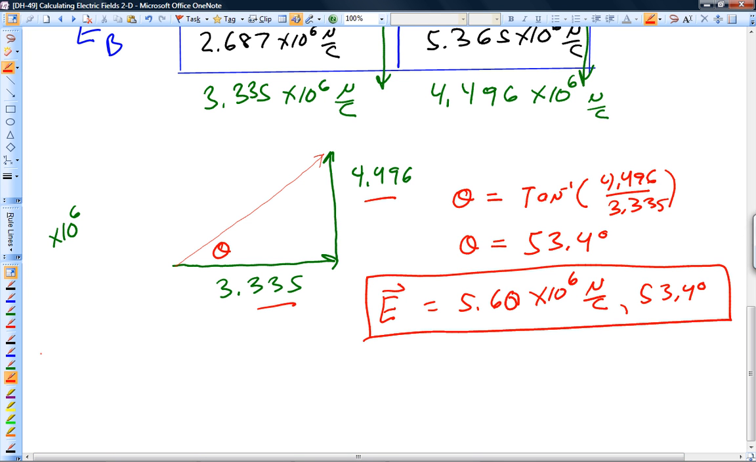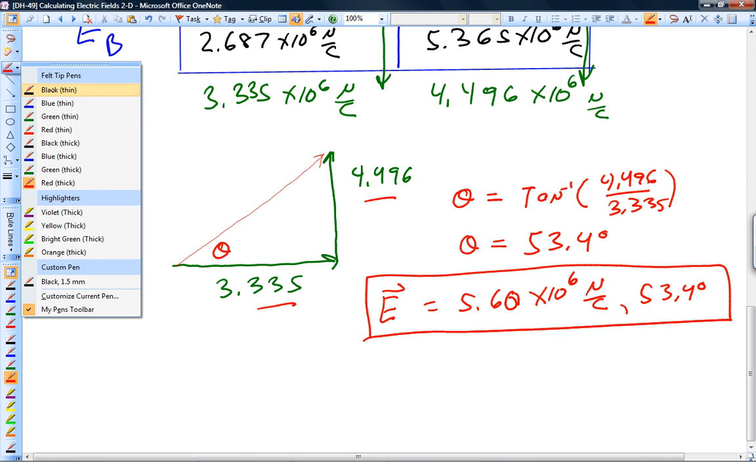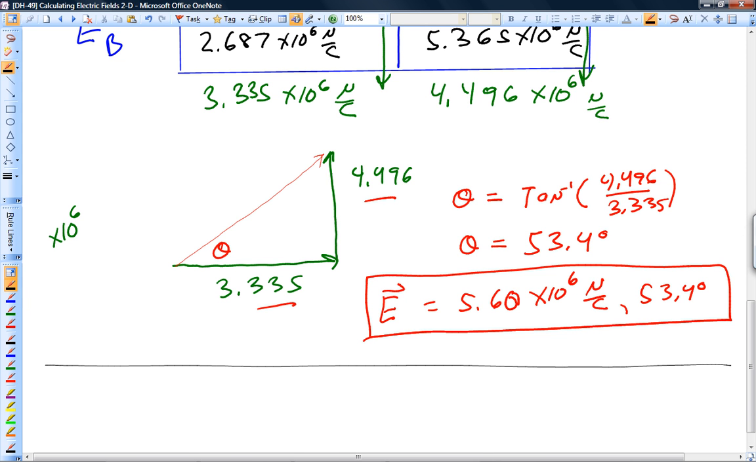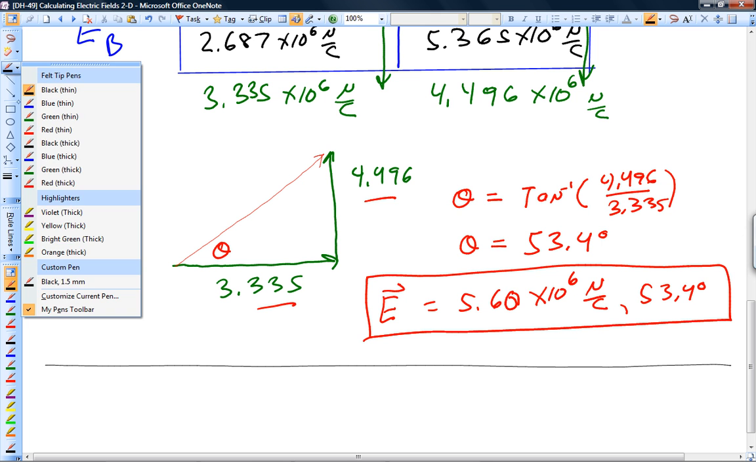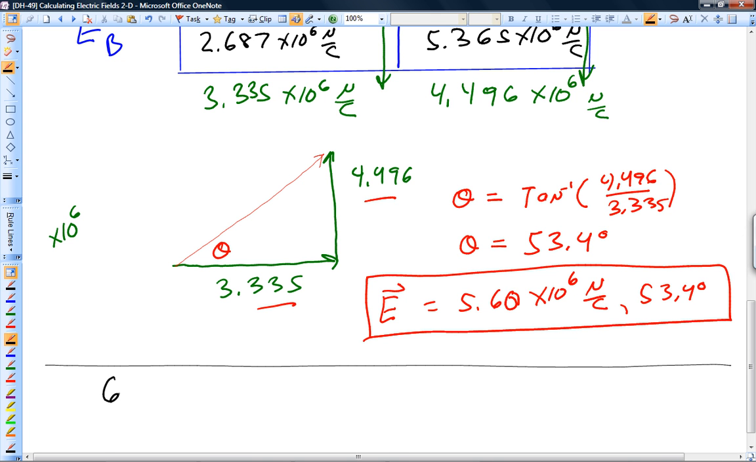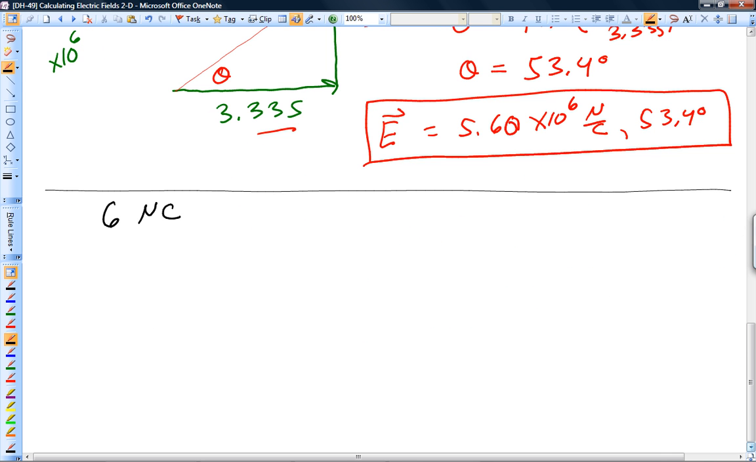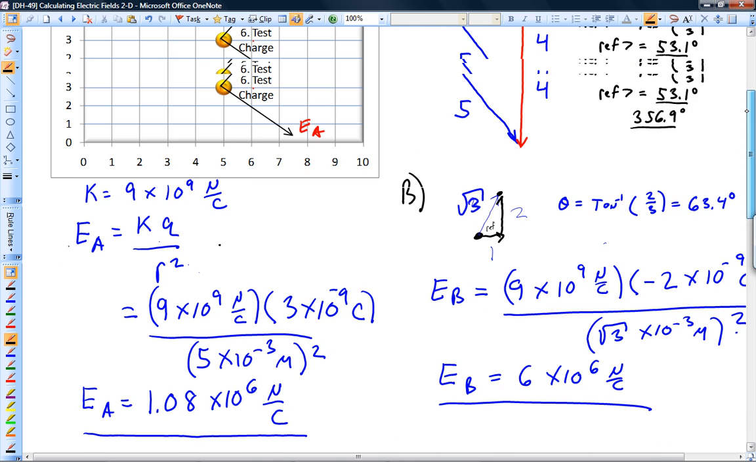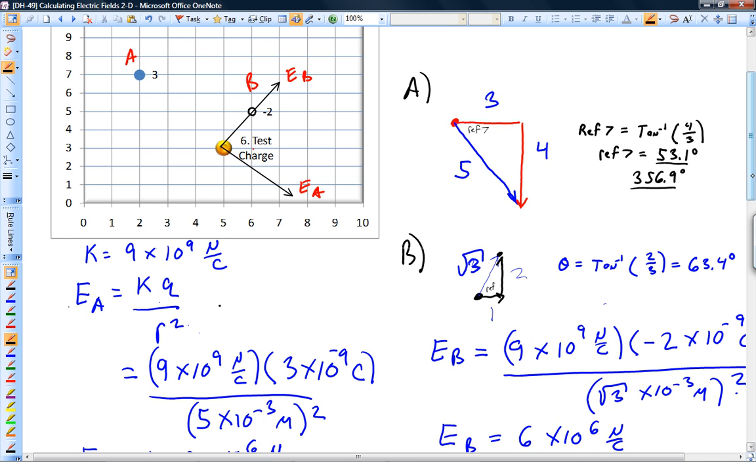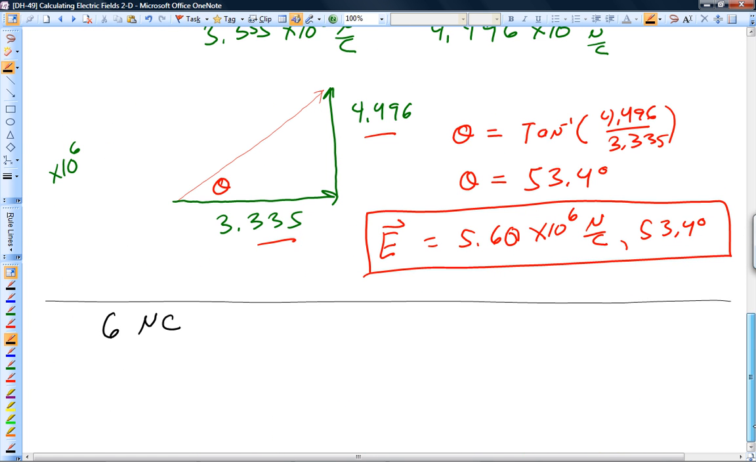Let's just say I was to tell you that I was going to place a 6 nanocoulomb charge right there at that location. So we plop it in and we put it right here where the test charge is. To get that force, we can just go right to the definition of the electric field, which is force per charge. Or practically speaking, if we want to calculate a force, it's always the charge times the electric field.